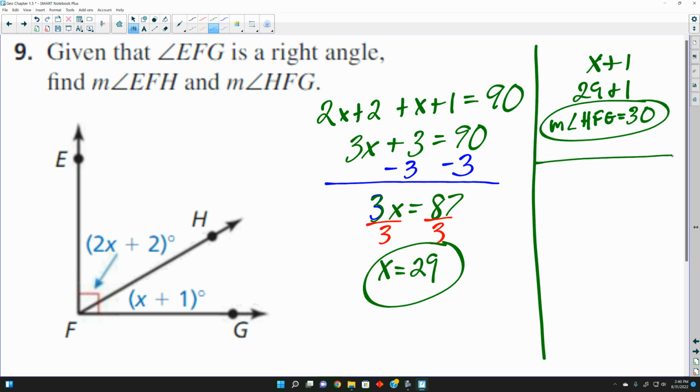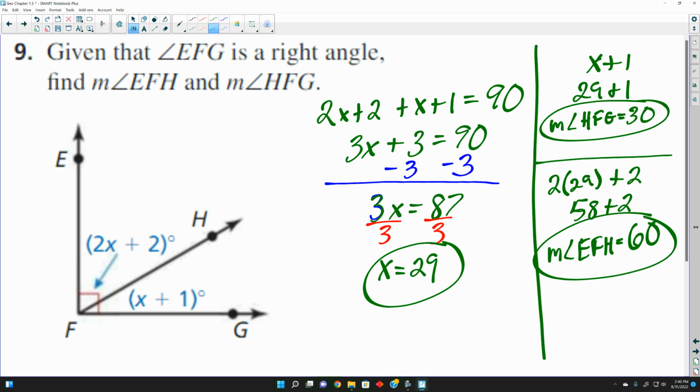Now, if we plug it in, 2 times 29 plus 2, well, 2 times 29 is 58, because 2 times 9 is 18, so 8 carry the 1. 2 times 2 is 4, plus our 1 is 5, and 58 plus 2 is 60, which is the measure of angle EFH. And 60 and 30 do add together to give us 90. Questions on this here?